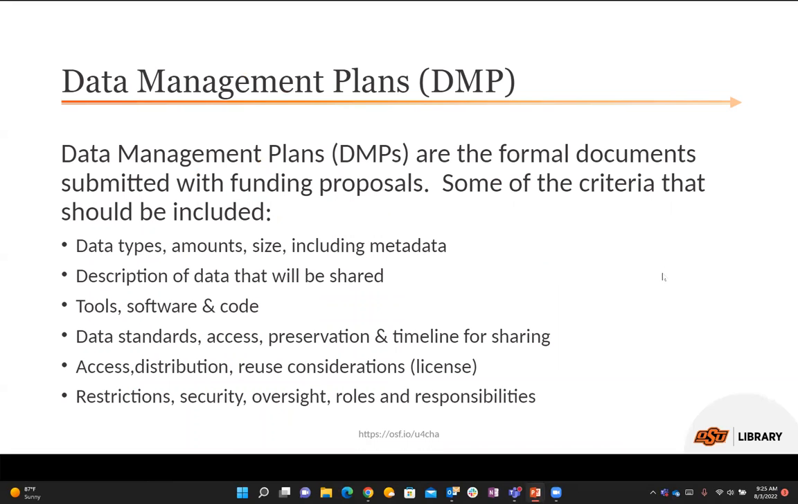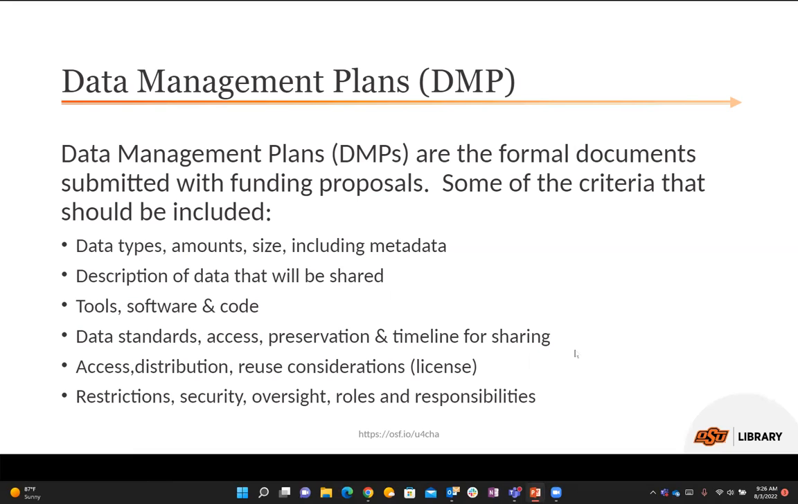So, again, all these places are really good places to go and look for information if you need more later. Data management plans are the formal documents, and we think of them as being submitted with funding proposals, but actually it's useful when you are starting a project to think about a data management plan and create one before you ever submit. In other words, even if the project's unfunded, a data management plan is still extremely useful. Some of the things that will need to be included if it's being submitted for a funding proposal is everything from data types, amount, size, what type of metadata you're going to create, which subset of that data will be shared, what kind of software and code you will need, whether it's analysis or whatever you might need software for.